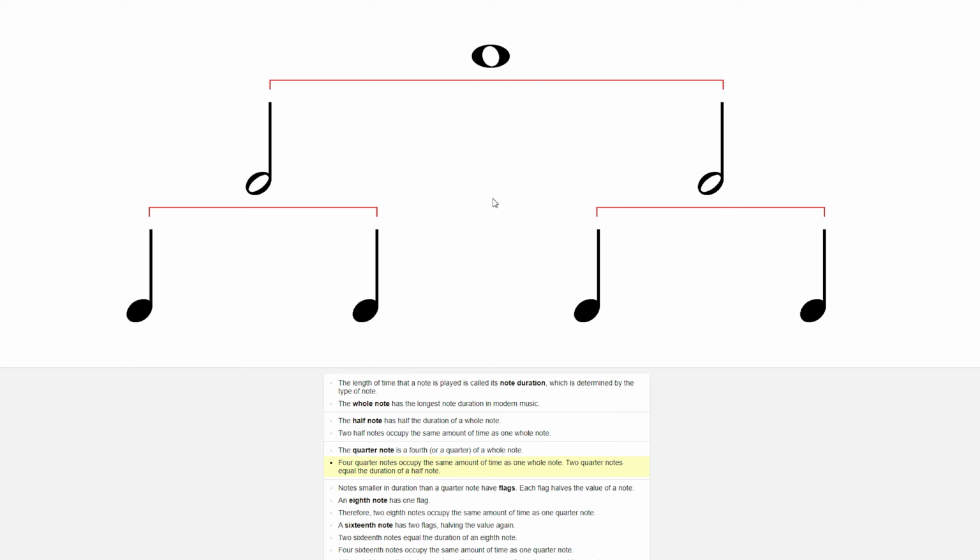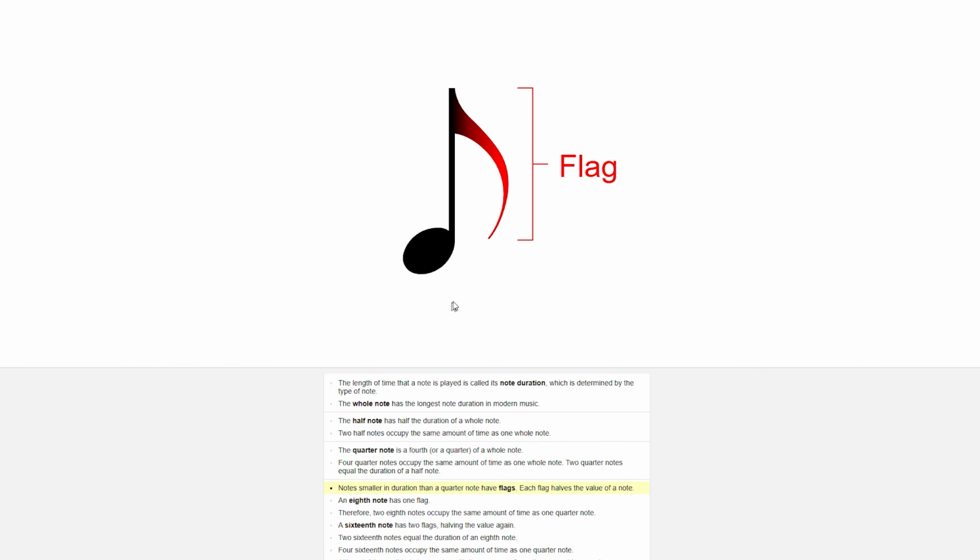As you see here on the chart, two quarter notes equal the duration of one half note. See, we're really just dividing this whole note into two and dividing this half note into two. And the amount of time gets divided into two as well. And the amount of time in a half note is divided into two again. So there's a pattern.